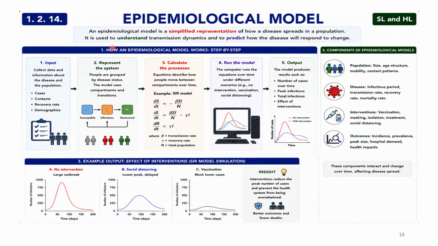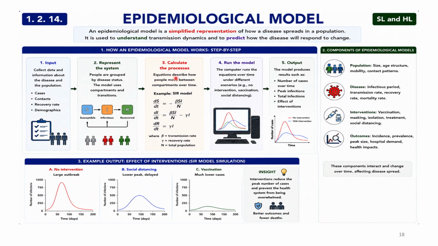Let us now examine the epidemiological model, a model used to understand how diseases spread through populations and how interventions can reduce transmission. Epidemiological models demonstrate how interactions between humans, pathogens, and environmental conditions influence public health outcomes. The process begins with collecting data on disease cases, contact patterns, recovery rates, and population characteristics. Individuals are then grouped into compartments such as susceptible, infectious, and recovered, forming the well-known SIR model.